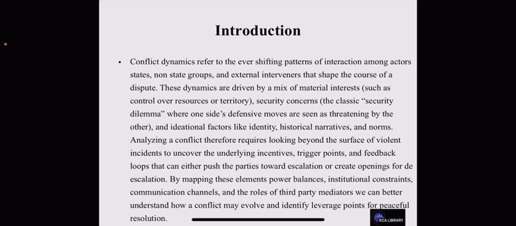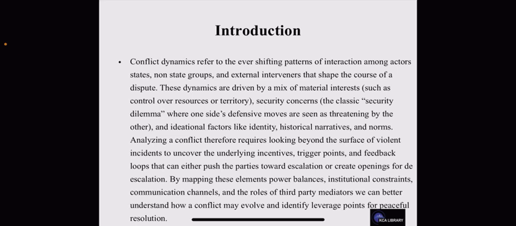Now, analyzing a conflict, that is conflict analysis, can be defined as a process that requires looking beyond the surface of violent incidents to uncover the underlying incentives, trigger points, and feedback loops that can either push the parties toward escalation or create openings for de-escalation. By mapping these elements, power balances, institutional constraints, communication channels, and the roles of third-party mediators, we can better understand how a conflict may evolve and identify leverage points for peaceful resolution.